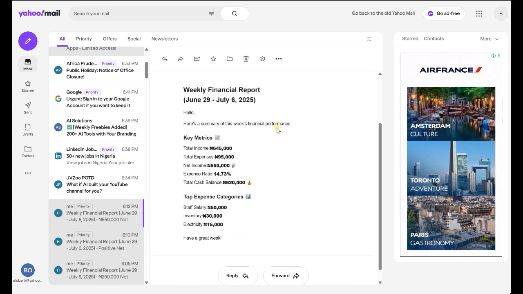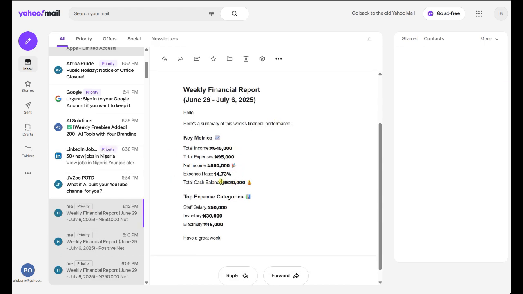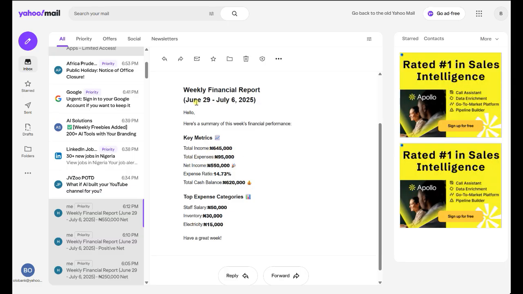This one, this very one. That's the last report, which is saying that this is your total income, this is your total expense for the week of June 29 to July 26, and it gave the expense ratio and the total cash balance. So this is what you got.